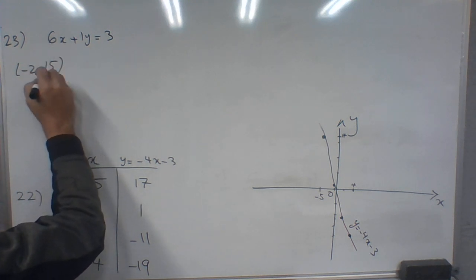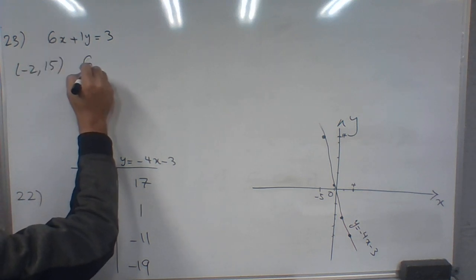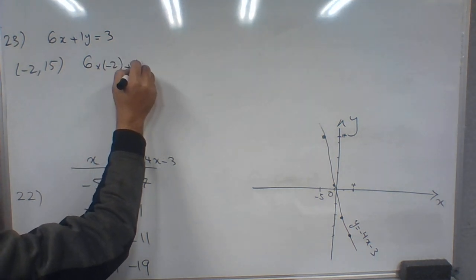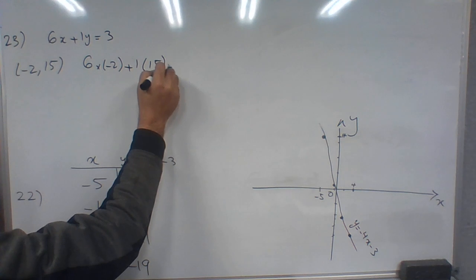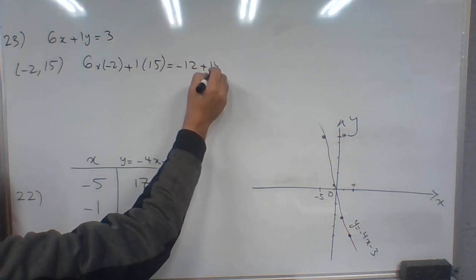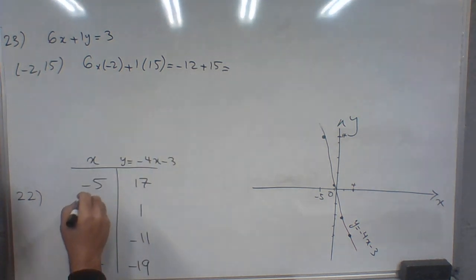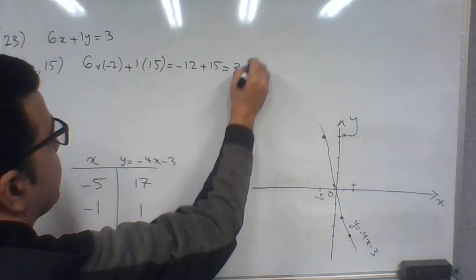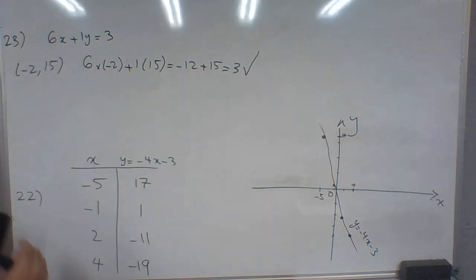So we put these numbers in this equation. 6 times negative 2 plus 1 times 15. So it is 6 times negative 2 is negative 12, plus 15. 15 minus 12 is 3. So 3 is the same number. So it is correct. This point is on this linear equation.